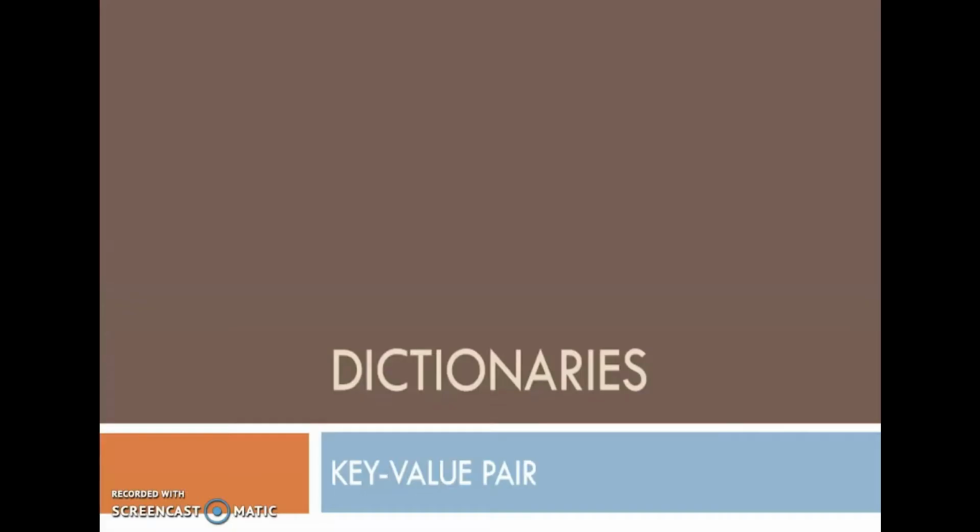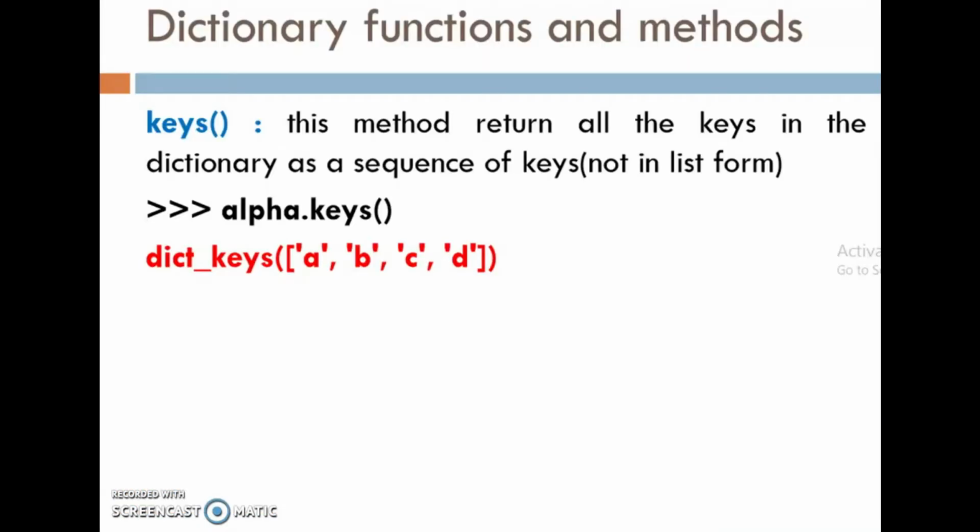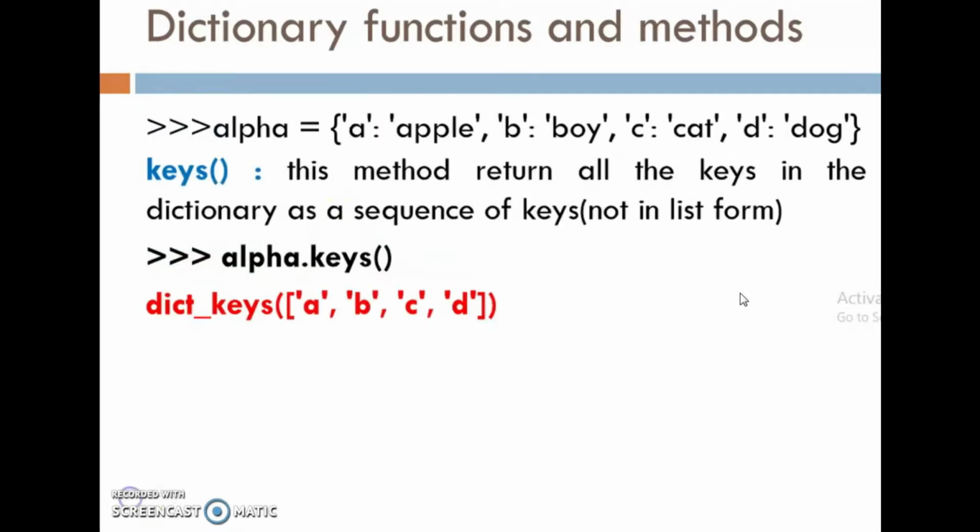Today we will continue the topic dictionaries in Python programming language, that is also known as key value pair. Dictionary functions and methods. Keys function. This method returns all the keys in the dictionary as a sequence of keys, not in list form. It will return all the keys from a dictionary as a sequence.